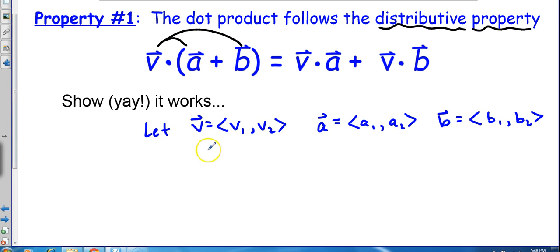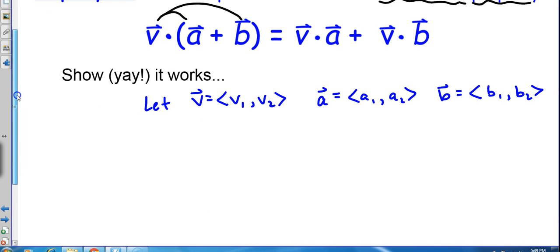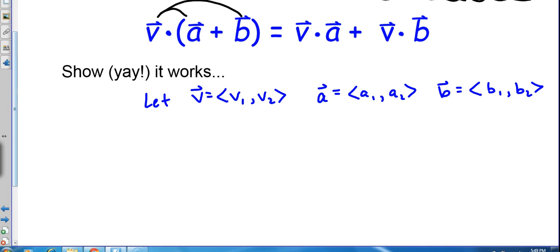So what we want to do is show, we're not going to give a formal proof here, but we'll use arbitrary values just to show that it works no matter what you're using. So I defined V and A and B based on arbitrary components for each one. And so we want to make sure that this actually works. So V dot A plus B, we're going to look at that first, the left side of this.